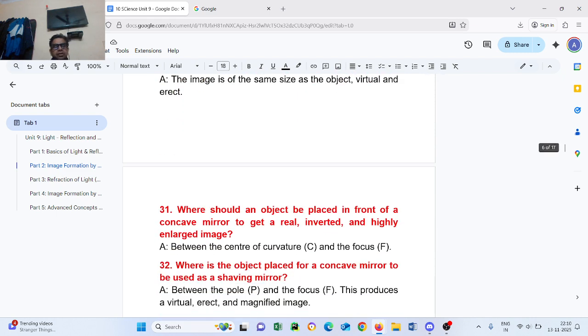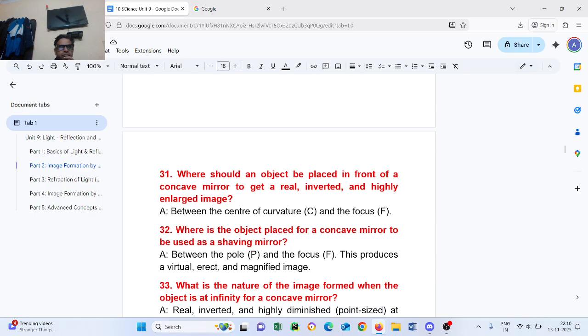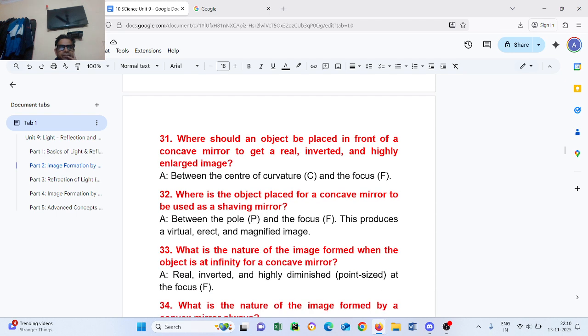Question number 31. Where should an object be placed in front of a concave mirror to get a real, inverted and highly enlarged image? Between the center of curvature and the focus. Question number 32. Where is the object placed for a concave mirror to be used as a shaving mirror? Between the pole and the focus F. This produces a virtual, erect and magnified image.